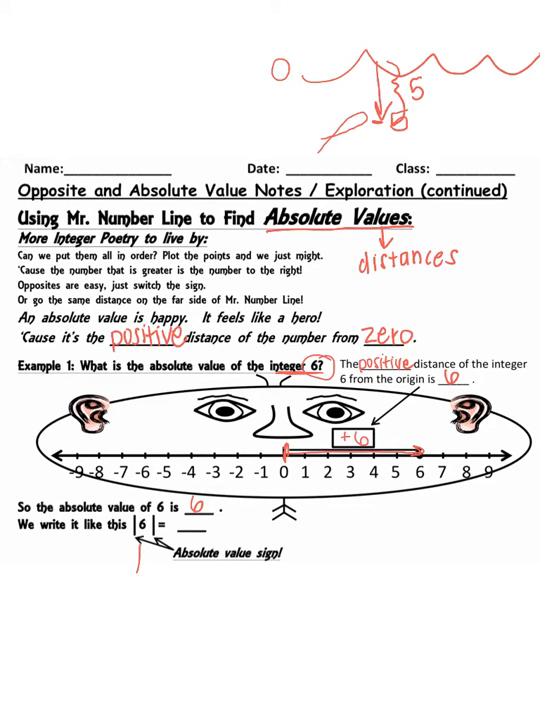The absolute value sign is these two lines. They are different from parentheses, so we need to be very careful. So saying this is the exact same thing as saying the absolute value of 6. So the absolute value with those lines of whatever's inside. So again, the absolute value of 6 is just 6. It stays the same.